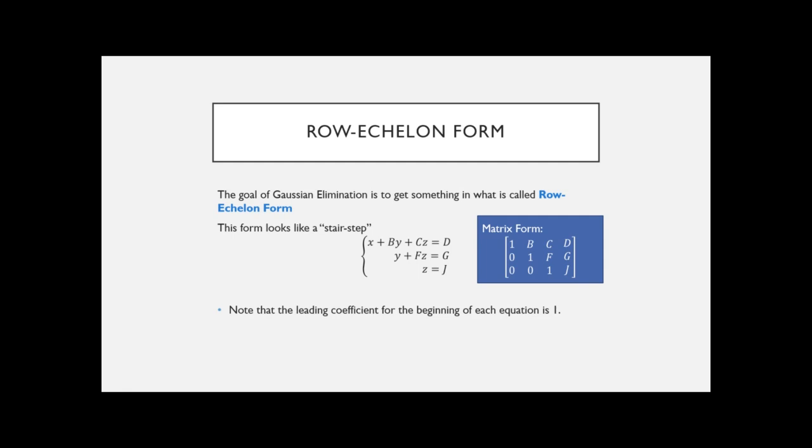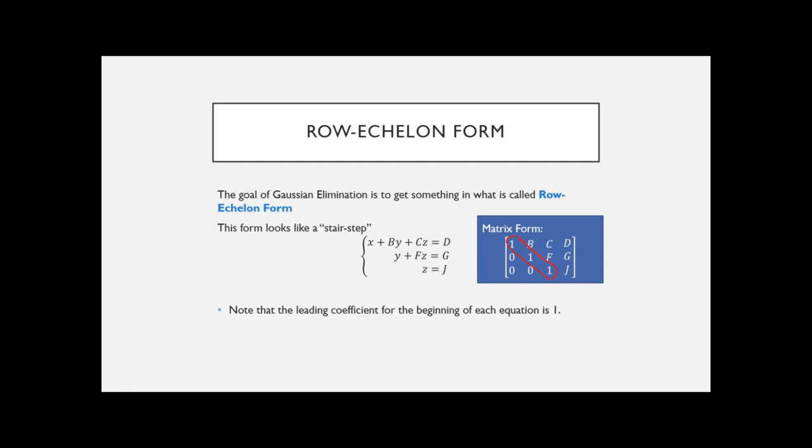If we were to put this in a matrix, what's important here is that for each row, the first term that you have has a coefficient of 1. So in a matrix, you end up with the 1s in a diagonal, and then anything to the right of that can be any number.